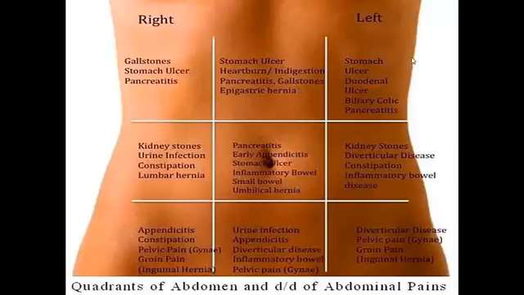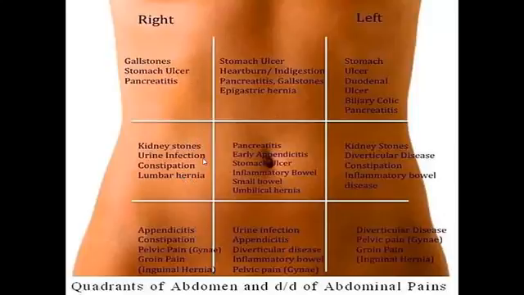Left hypochondriac region. The patient is going to present with stomach ulcers and duodenal ulcers because here is usually a part of the stomach. Biliary colic and pancreatitis because here the tail of the pancreas is present.